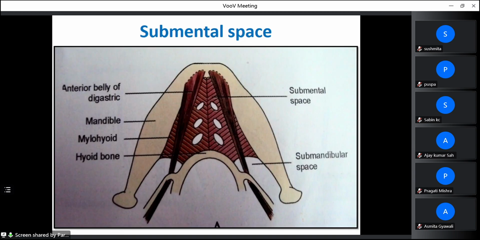Next is the submental space. The boundaries of the submental space: laterally, there is the anterior belly of the digastric muscle, on the right side and left side. Anteriorly, there is the symphysis or lingual surface of the anterior mandible. Posteriorly, there is the hyoid bone. Superficially, there is skin and subcutaneous tissue. Deep, there is the mylohyoid muscle. This is the submental space.